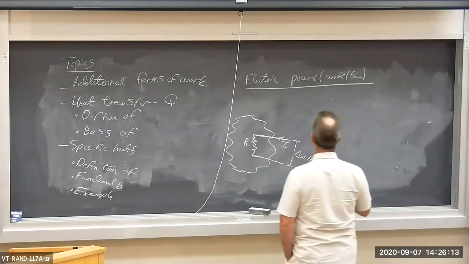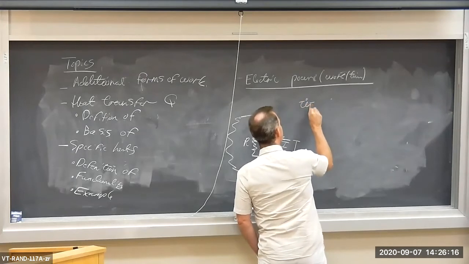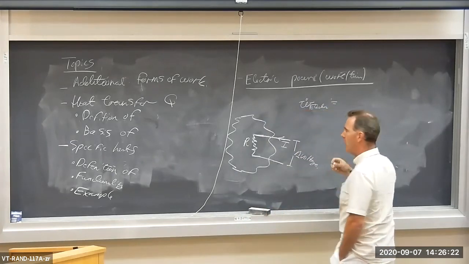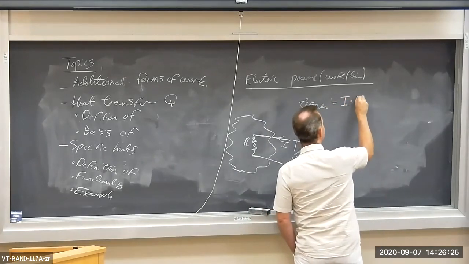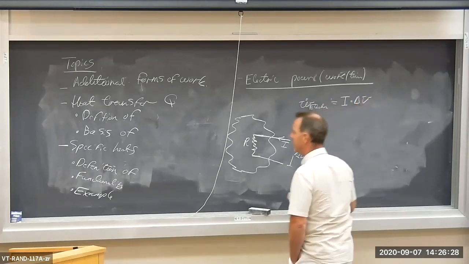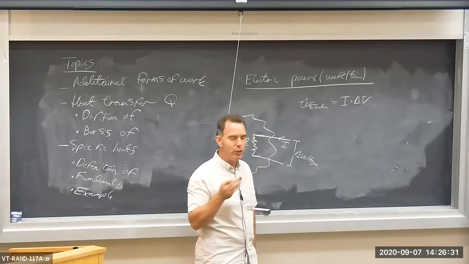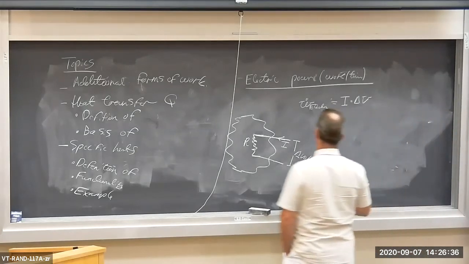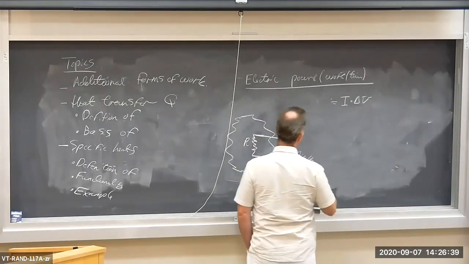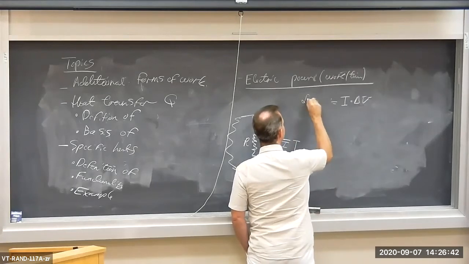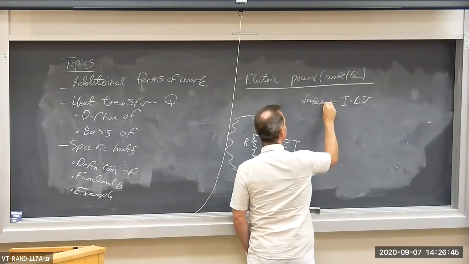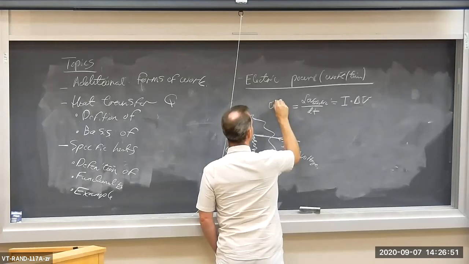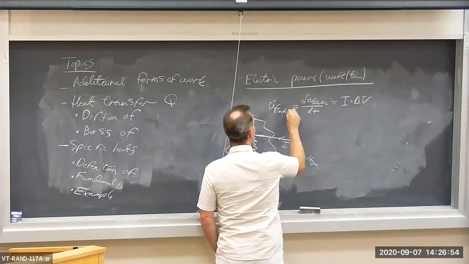The electric power, W dot electric, is equal to the current times the voltage. So I times delta V. And remember, the definition here is the same as in the shaft power case. W dot electric is the little bit of electric work over a small period of time, and that is W dot electric, okay?